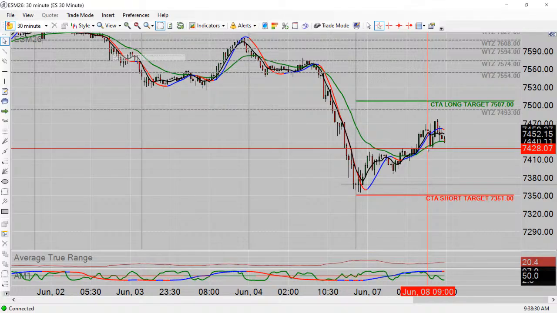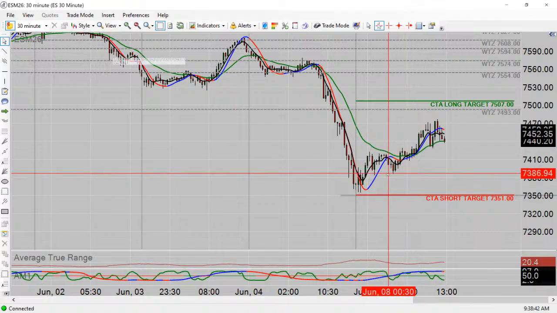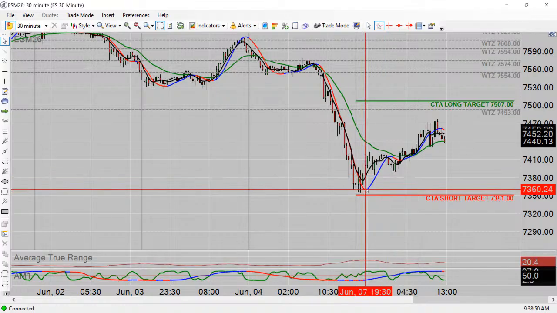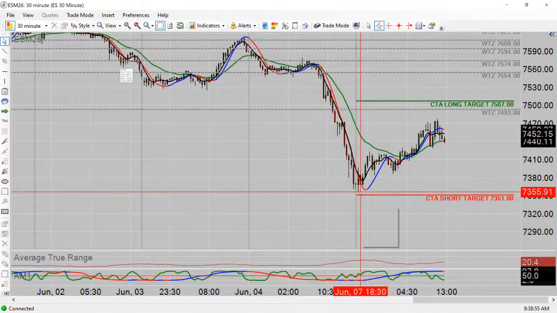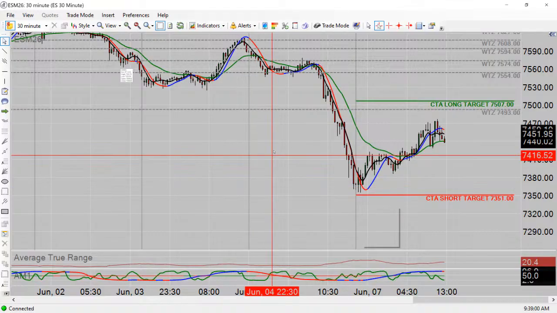Basically, call it 74.29. You got potential support there. And then down here, 74.10. And 73.86. 73.60. 73.56. Not good.